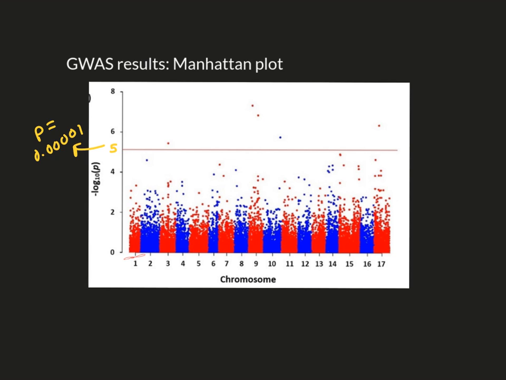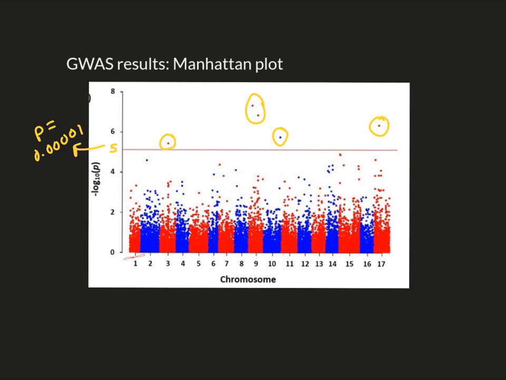The authors have provided that red line to show us, the readers, the significance threshold. So that is the cutoff above which they're going to be really interested in that SNP as associated with the disease phenotype. So what we have to do next to analyze these data is to see which SNPs are above that line. That is to say, which SNPs are significantly associated with the trait. And we see one here on chromosome 3, we see two on chromosome 9, one on chromosome 10, and one on chromosome 17.